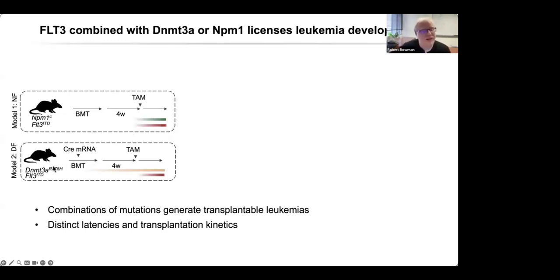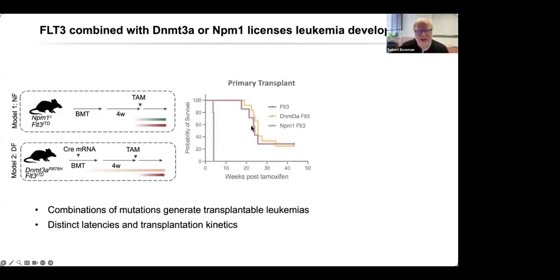We can also do this with a layered model with a CRE-inducible DNMT3A. And in this setting, we can isolate hematopoietic stem progenitor cells from a double mutant mouse, electroporate CRE mRNA to turn on the DNMT3A allele, and then hit those mice with tamoxifen to turn on the FLT3 allele. And this is what we saw.